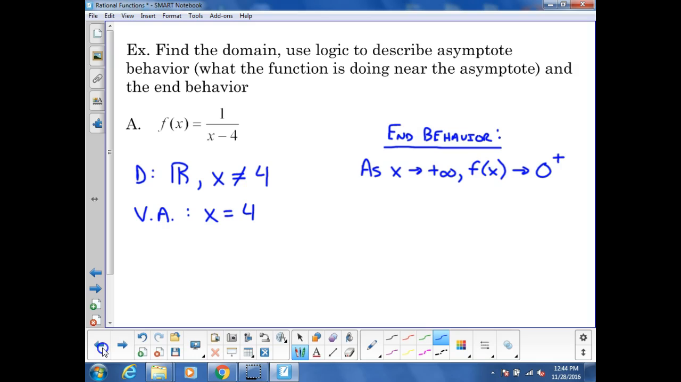Go ahead, Cece. Okay, as x goes to negative infinity, goes to 0 from below, because now we're dividing by a negative huge number, and subtracting 4 just makes it even huger. Okay, so it goes to 0 from below. Positive 1 divided by negative is a negative number. Okay, so there's end behavior.